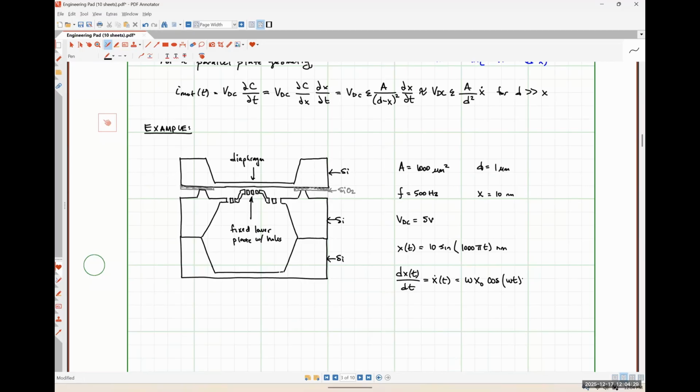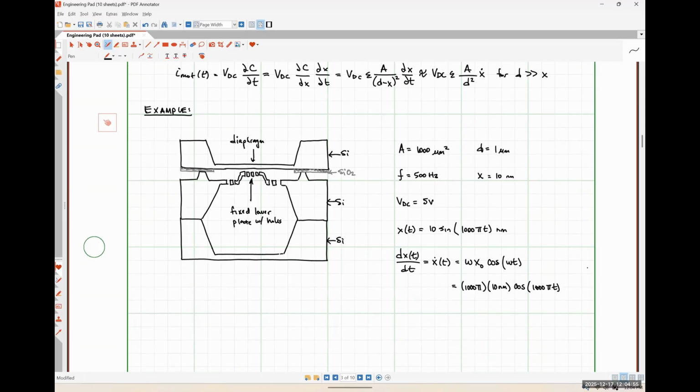And if I put numbers into this thing, that would be 1,000 pi times 10 nanometers times cosine of 1,000 pi times time. I want to make a small change here. Sorry, 1,000 pi radians per second, being explicit with the units here. My apologies. Times 10 nanometers.